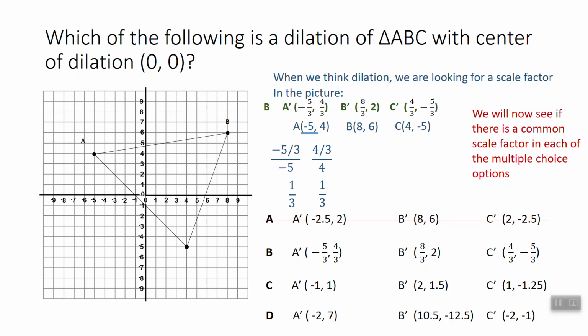All right, now let's look at b prime and b. If I take +8/3 divided by +8, I find the scale factor is 1/3. If I look at 2 divided by 6, my scale factor is 1/3. And in my c prime divided by c, so my new figure divided by my old figure, 4/3 divided by 4 is 1/3, and -5/3 divided by -5 is 1/3. So because all of these scale factors are constant, I can see that the answer to the question is B.